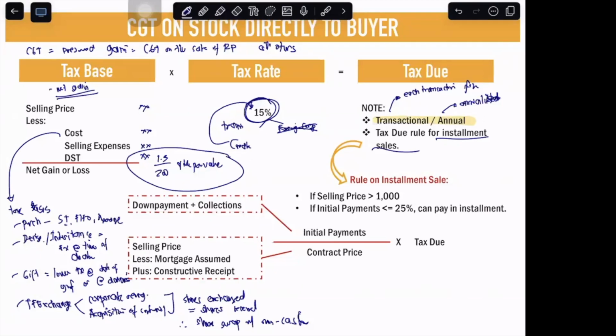What is an installment sale here? If initial payments are less than or equal to 25%, then you can pay in installment. But take note, for installment sale of stock directly to buyer, the selling price must be more than 1K. For real property, there is no such requirement; you don't look at the selling price. So for stock, we look at both the selling price and initial payments. For real property, we look purely at initial payments. Okay? So tax base multiplied by tax rate will give you your tax due.